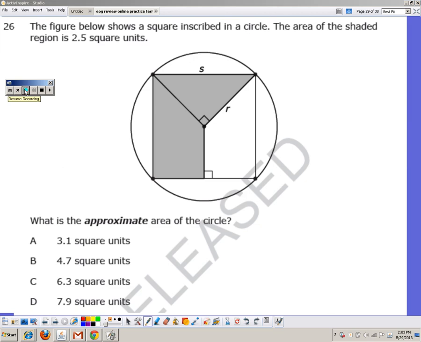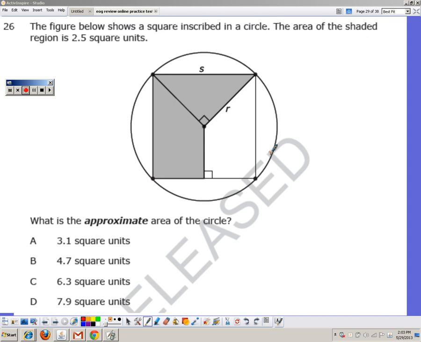Alright, in this one you have a circle, a square, that has also been broken up into a triangle and 2 trapezoids. The figure below shows a square inscribed in a circle. The area indicated in it is 2.5 square units. What is the approximate area of the circle? Okay. So, here we have a circle.